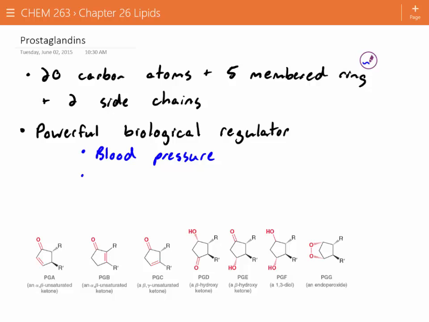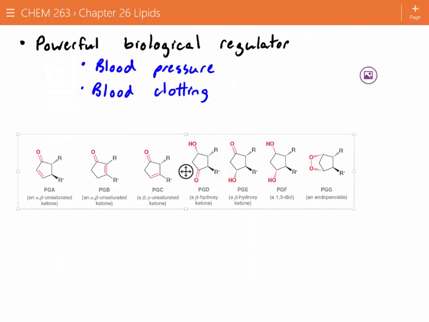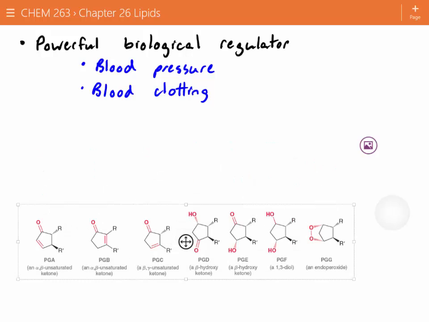Next one is blood clotting. So this is a very, very important one. Some people have a deficiency and they can actually bleed out really easily. So like hemophilia patients have diseases that affect blood clotting and they actually have to be given prostaglandins and things like that. These make up platelets? No, they're just a biological signaling agent.